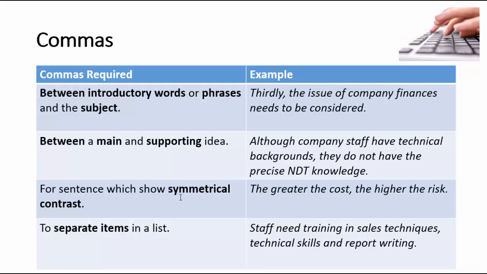For a sentence which shows symmetrical contrast, so the greater the cost, the higher the risk. So we're getting that sort of symmetry with those two. To separate items in a list, staff need training in sales techniques, comma, technical skills and report writing. So we've got that comma there after that first item in the list.